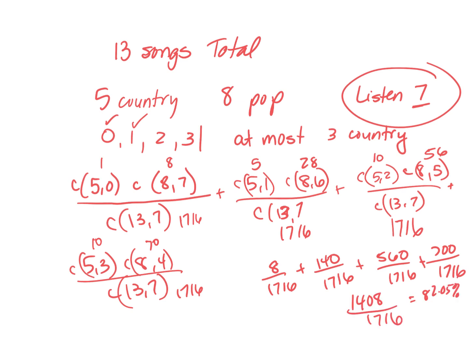So what you do is you find each one, the 5, 0, the 8, 7. You multiply those two numbers, which is 8, over the bottom 13, 7, which is 1716, and you add all those fractions together. When you add fractions, you're really only adding the top, and the bottom is a common denominator. It'll be the same thing on every fraction. And then you just convert it to a percent. So you move the decimal place over 2 places to the right.